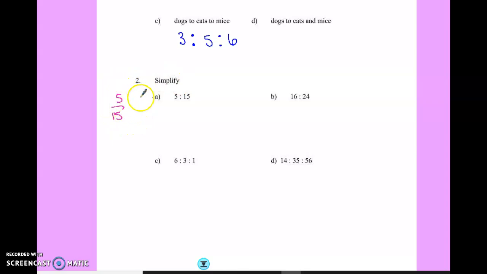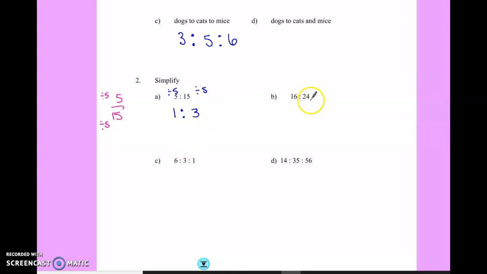So we're looking for the biggest number that goes into both 5 and 15. The biggest number that goes into both 5 and 15 is 5. So we're going to divide both sides by 5. 5 divided by 5 is 1. 15 divided by 5 is 3. So it gives me a ratio of 1 to 3.